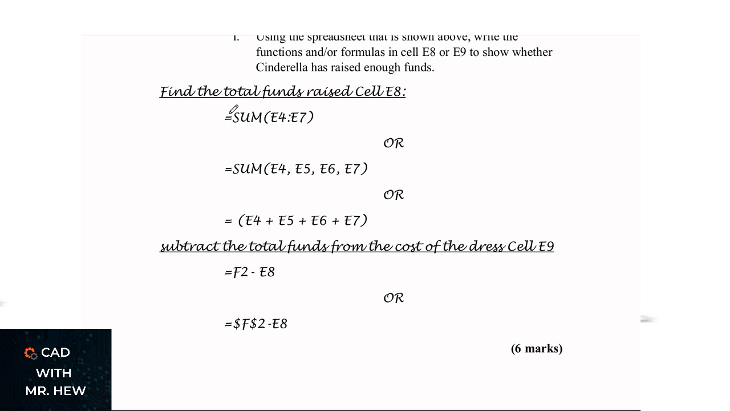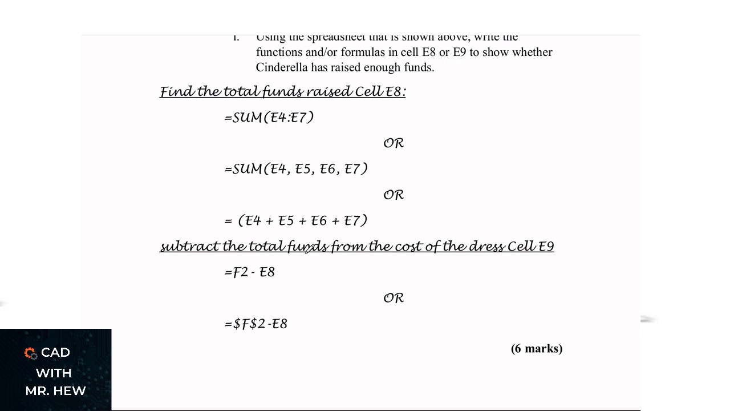You could type in there equal sum, open bracket, E4 through E7 close bracket, or equal sum, open bracket, E4 comma, E5 comma, E6 comma, E7 close bracket, or equal open bracket E4 plus E5 plus E6 plus E7 close bracket. Now, this would give you the total amount of money that was raised.